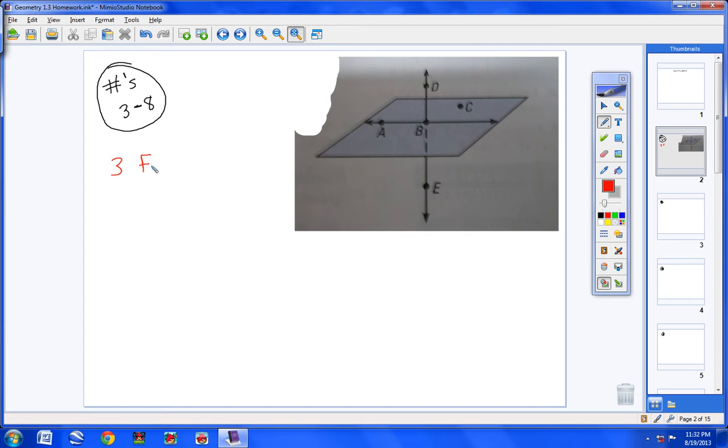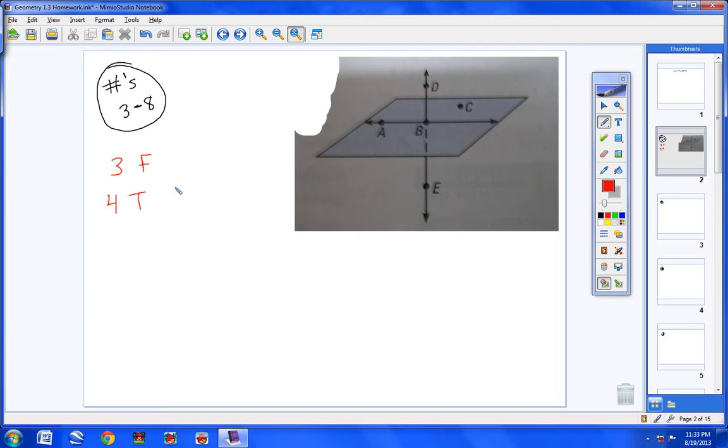Okay, number 4. Points A, B, and C are coplanar. Well, let's see. Here's A, here's B, here's C, here's the plane. Are all three of those points lying in the same plane? Yes, they are, most definitely. So are they coplanar? Yes. So number 4 is true.